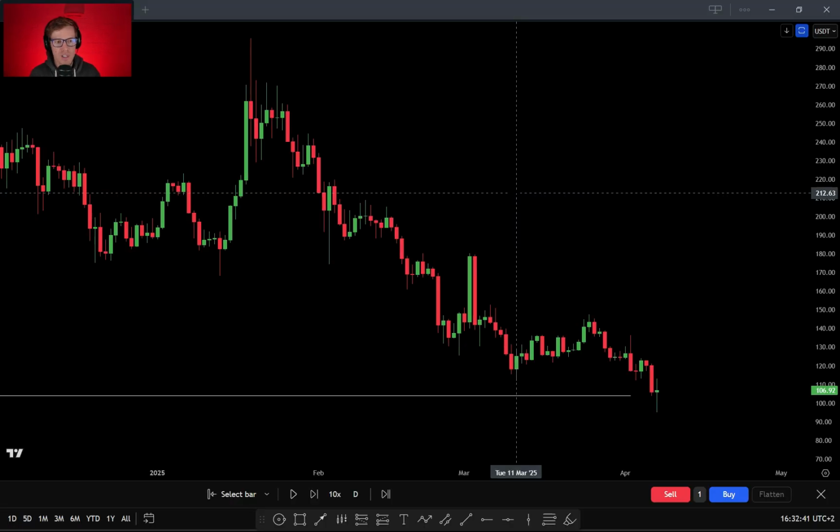Here we are on the charts. I'm looking at a cryptocurrency coin, but bear in mind this strategy will work on any type of trading asset, whether it's crypto, forex, indices, futures. It doesn't matter what it is. If there's a chart and you can trade it, this strategy will work.